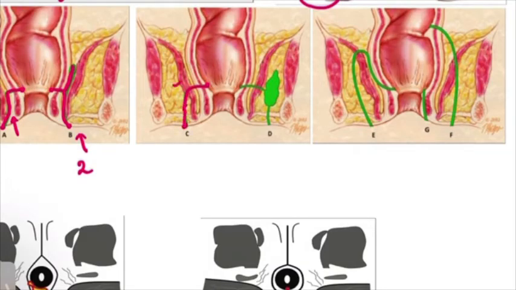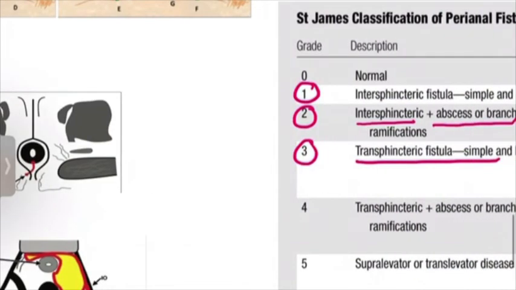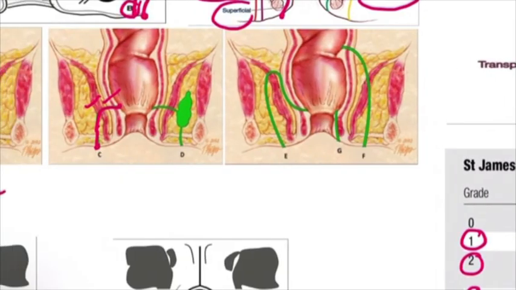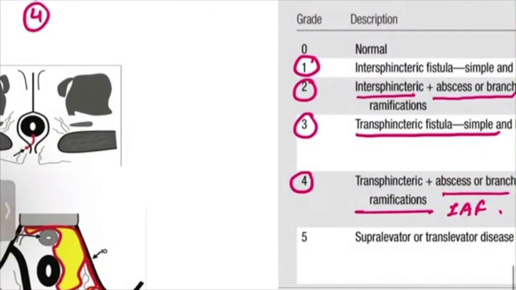So that's transsphincteric. Type 4 is just like type 3 with abscess or branching, and that too in the ischioanal fossa. So this is the internal opening, the tract through internal sphincter, intersphincteric space, external sphincter, and with an abscess in the ischioanal fossa opening onto the perineal skin. This is type 4.